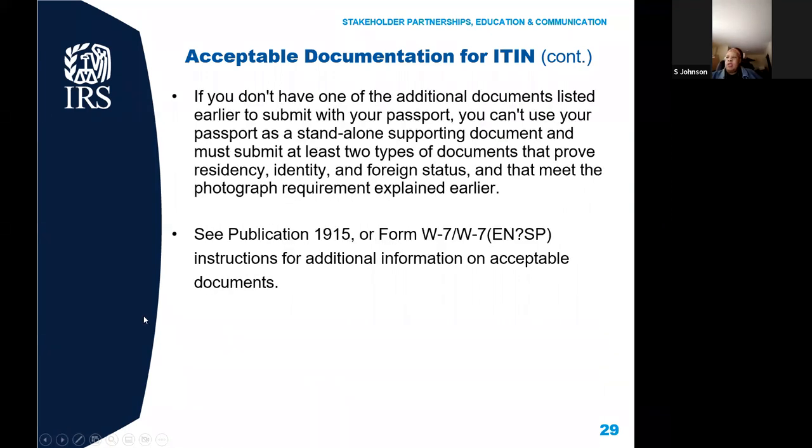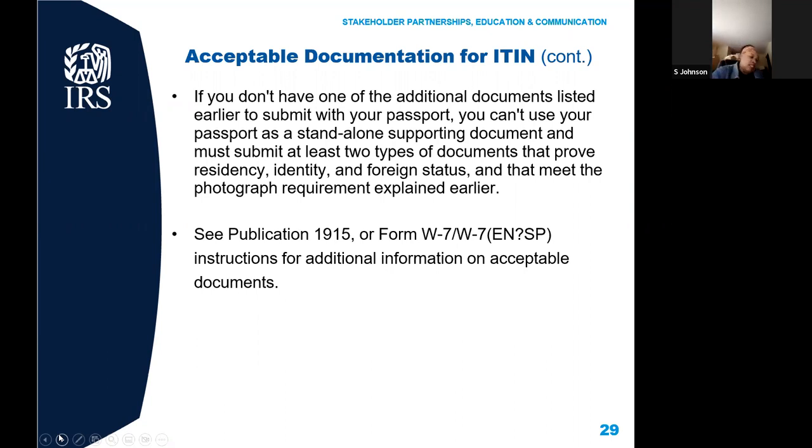Okay, as we continue on. It says, if you do not have one of the additional documents listed earlier to submit with your passport, you can't use the passport as a standalone supporting document and must submit at least 2 types of documents that prove residency, identity, and foreign status, and that they meet the photo requirement explained earlier. Again, they keep referring you to this publication.